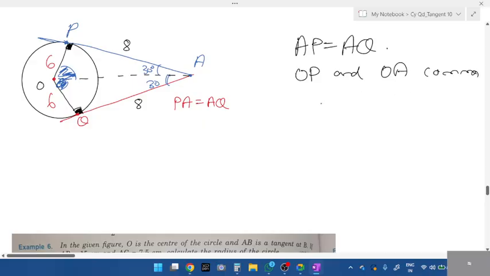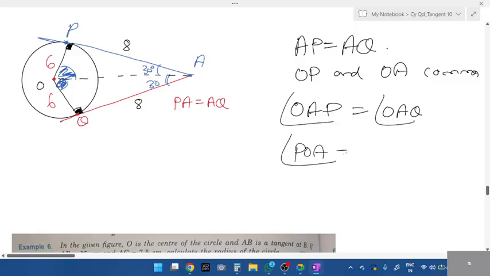Now coming to angle. Look at angle OAP. Angle OAP will be equal to angle OAQ. If one is 30 degrees, even the other one also will be 30, OAQ. Next angle POA will be equal to QOA. Yeah, now you can make a note of this.